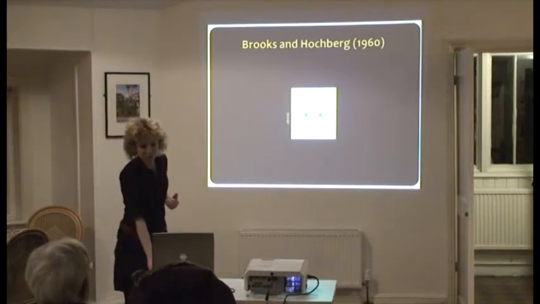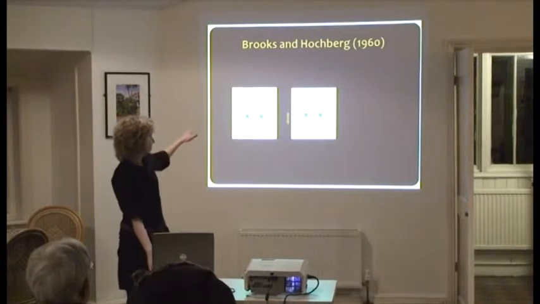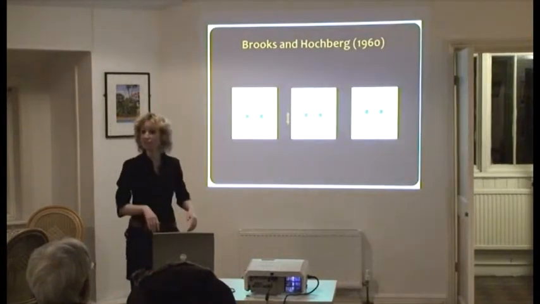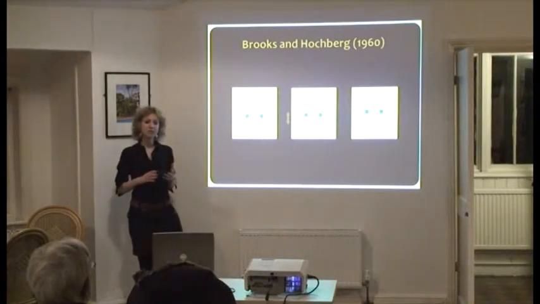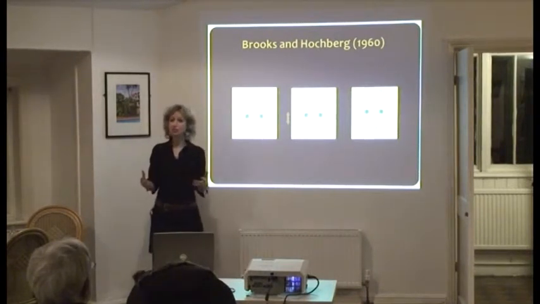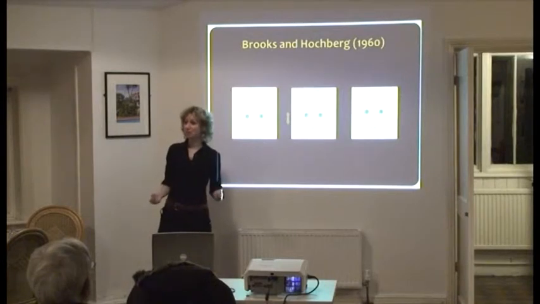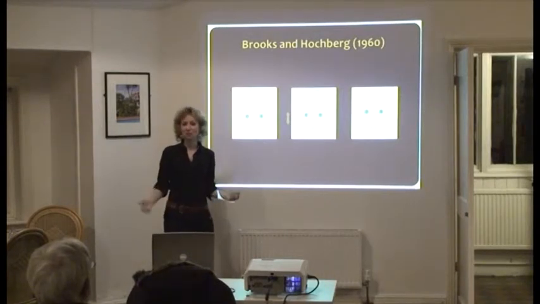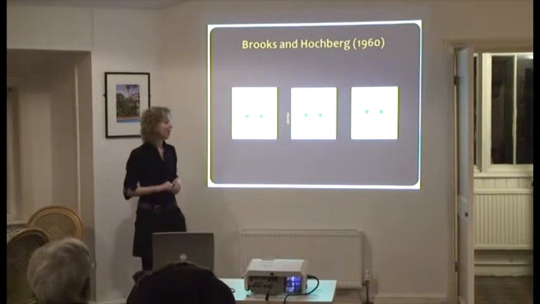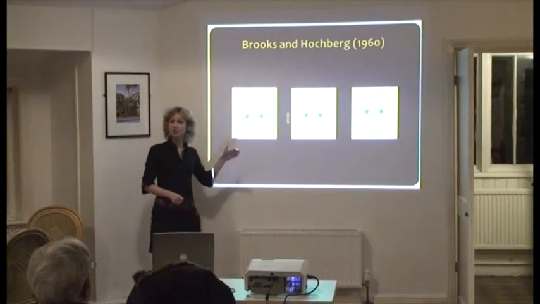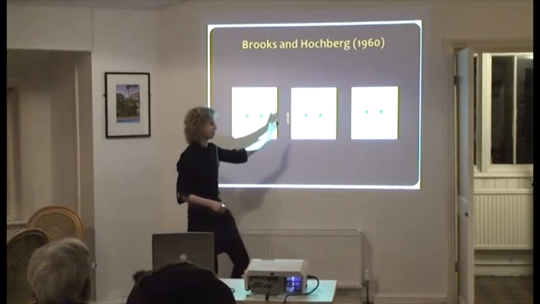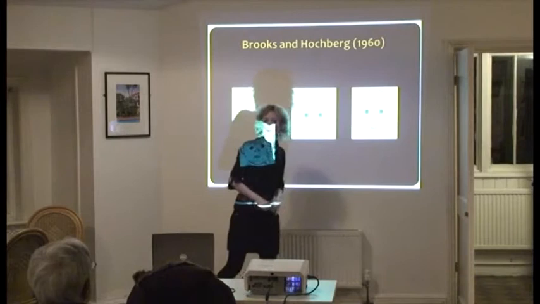So the participants saw images that looked like this, with lower set eyes, and images that looked like that, with higher set eyes. They got the participants to rate how cute they thought each image was on, say, a 5-point scale, ranging from not very cute to very cute. And what they found was that the images that looked like this got higher ratings than the images that looked like this or this.